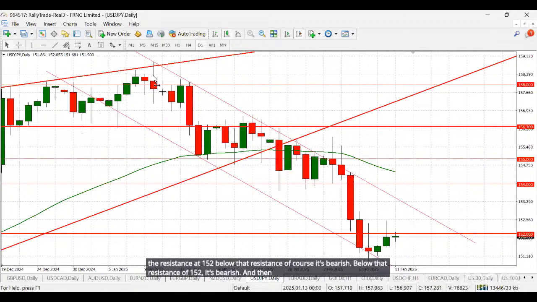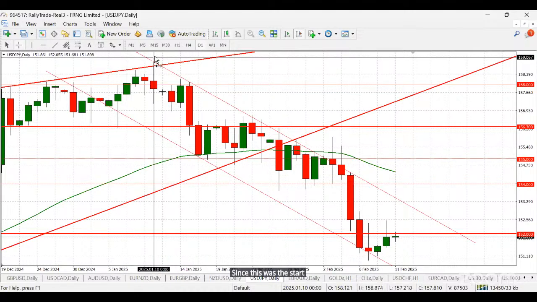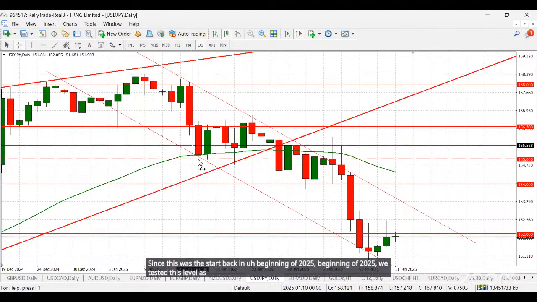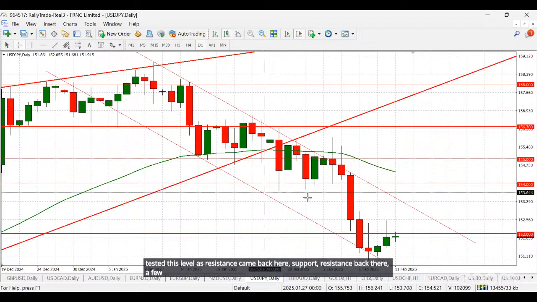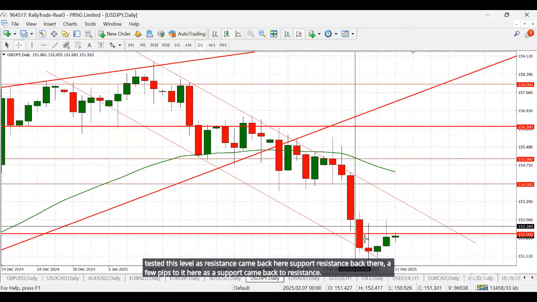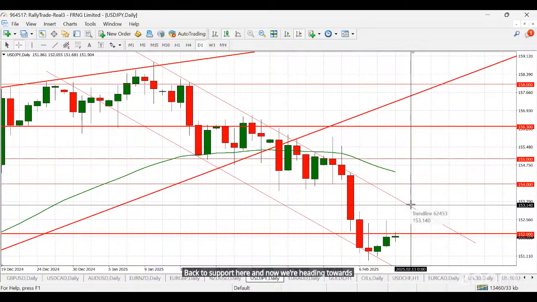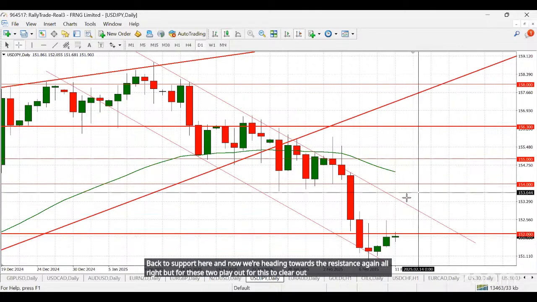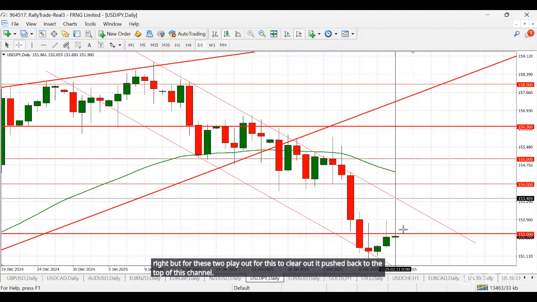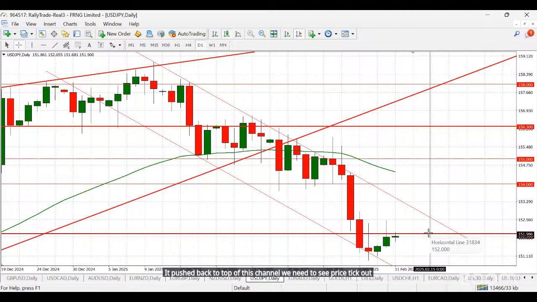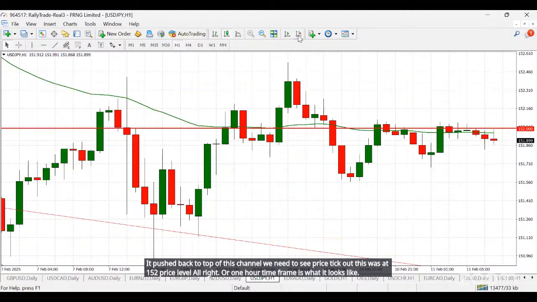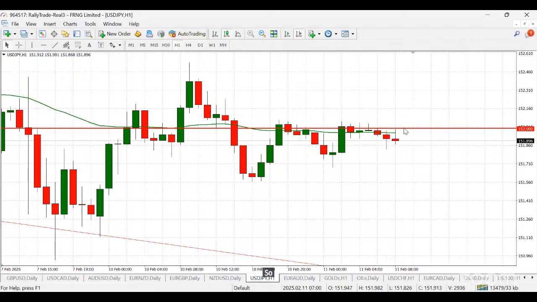And then if you look at this descending channel, it has been quite consistent since this resistance back in the beginning of 2025. It tested this level as resistance, came back here to support, resistance back here, a few pips to it here as support, came back to resistance, back to support here, and now we're heading towards the resistance again. All right, but for a push back to the top of this channel, we need to see price take out this resistance at the 152 price level. On 1 hour time frame, this is what it looks like. So we need to see price take out this resistance.